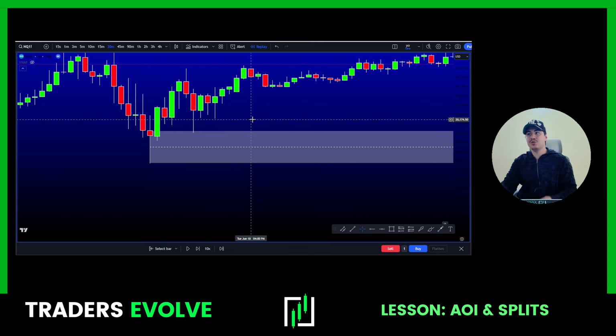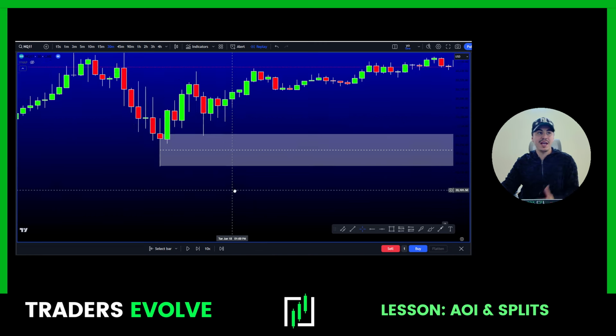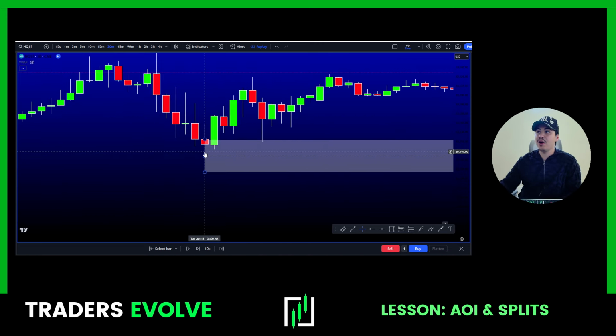Now, let me answer this question. Can there be an imbalance where there is a zone? Yes, there can. Can there be a split where there's a zone? Yes, there can. Can there be an AOI where there's a zone? No, because the AOI is above or below the zone, depending on the demand zone. An AOI is the top of the wick of your basing candle, or in a supply zone, it would be the bottom of the wick of the basing candle.